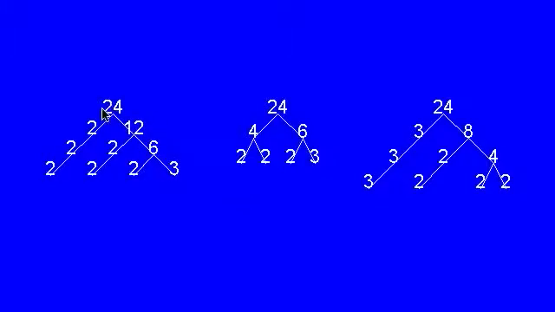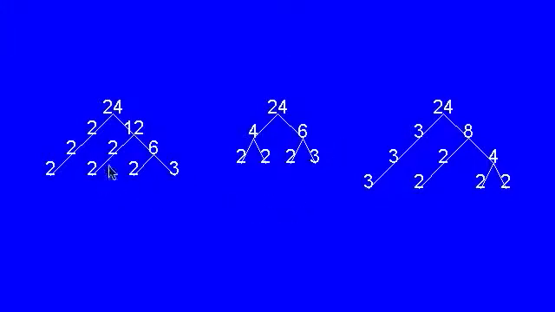You can break 24 into 2 times 12, and then 12 into 2 times 6, and 6 into 2 times 3, or 24 into 4 times 6, and break 4 and 6 down, or 24 into 3 times 8. So doing it this way, again, at each level, the numbers should multiply back to the original number. 3 times 8 is 24. 3 times 2 is 6, 6 times 4 is 24, and so on.